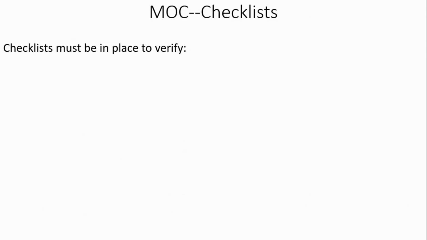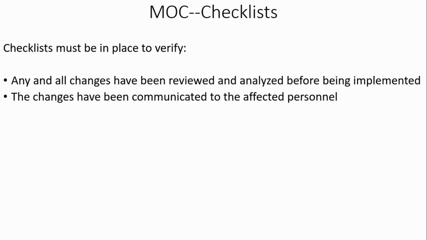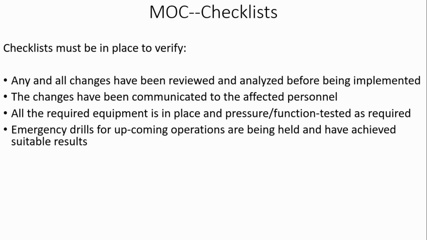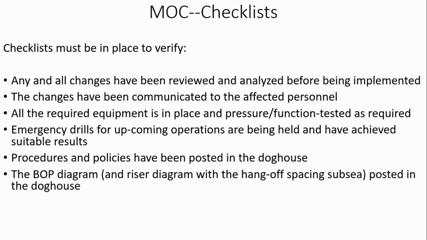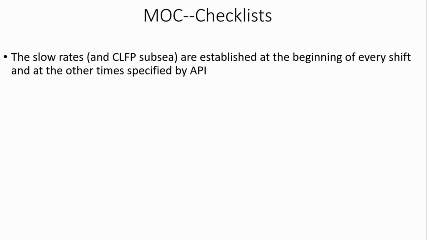So we need a checklist to be in place to verify that any and all changes have been reviewed and analyzed before being implemented. The changes have been communicated to the affected personnel. All the required equipment is in place and the pressure function testing has been done as required. Emergency drills for the upcoming operations have been held and have achieved suitable results. The procedures and policies have been posted in the doghouse. The BOP diagram, and in the case of a subsea, the hang-off spacing is posted in the doghouse. The MAASP has been posted in the doghouse at the remote choke panel and beside the manual choke.